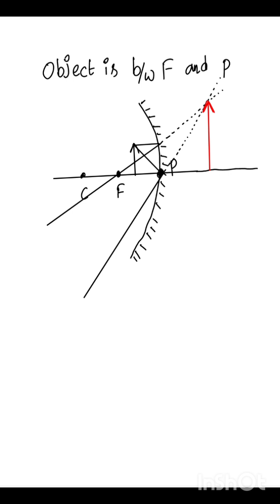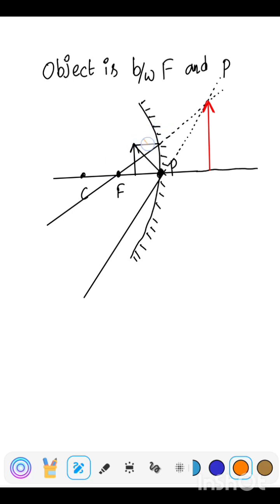See the incident ray direction. So this is the incident ray, therefore the reflected ray is passing through the focus. Next, if you consider the incident ray striking the pole obliquely with some angle theta, the reflected ray must also move obliquely with the same angle. Therefore, this is the reflected ray for this incident ray.